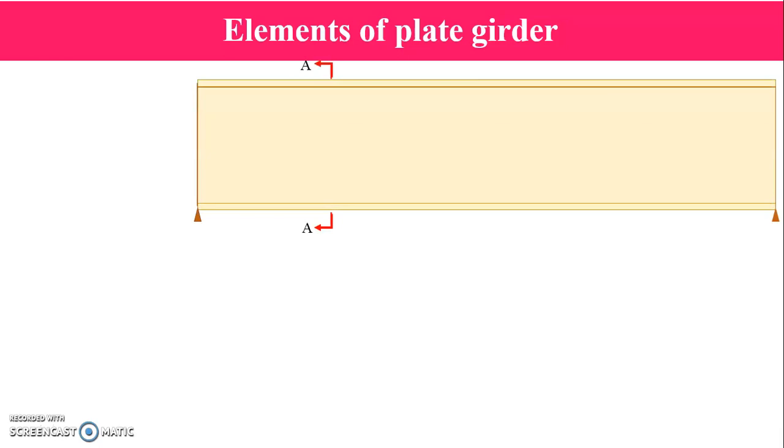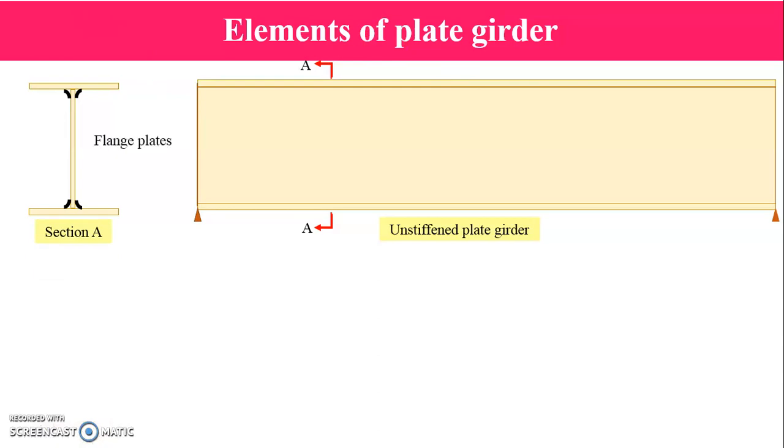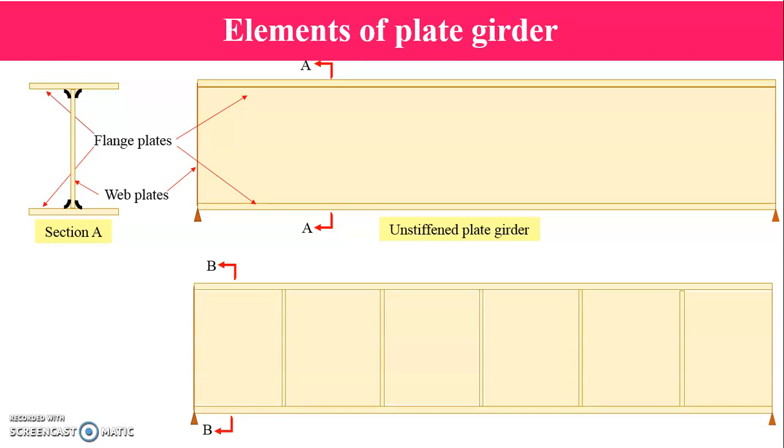So first is the L section of an unstiffened plate girder. Here we have cut the section AA, which will look like this. Section AA. So the flange plates are the top and bottom horizontal members, and the web plates are nothing but the vertical members, which we have seen earlier.